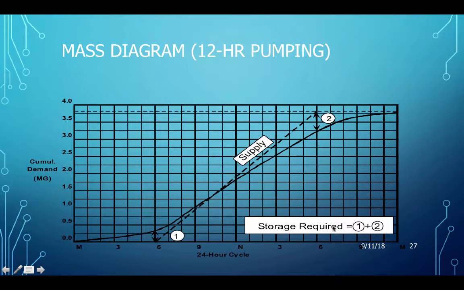We can also consider different pumping times. For example, if we're only going to pump for 12 hours, our pumping rate is going to be quite a bit different, and we need to consider, again, the biggest deviations between the supply and the demand lines.